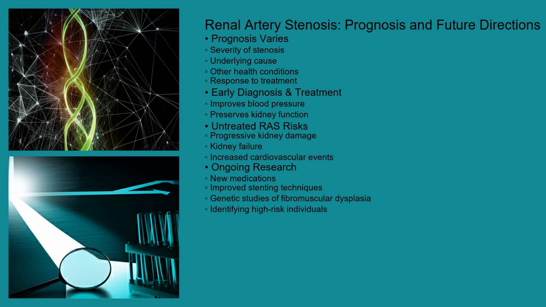Ongoing research focuses on developing more effective treatments for renal artery stenosis, including new medications, improved stenting techniques, and genetic studies to better understand the causes of fibromuscular dysplasia. Researchers are also exploring ways to identify individuals at high risk for developing renal artery stenosis to allow for early intervention.